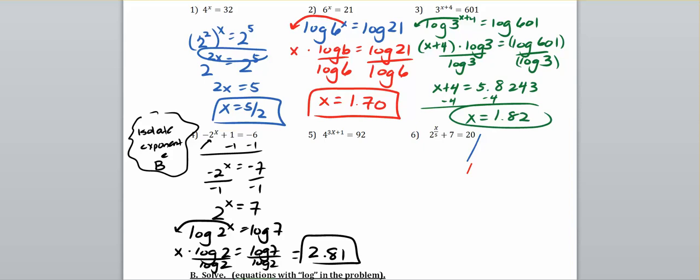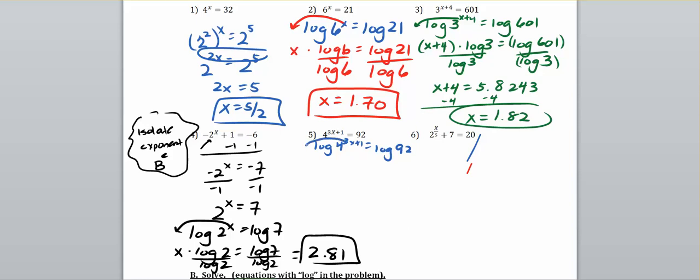So I can start by taking the log of both sides. So I take the log of 4 to the power equals log of 92. Make sure you do both sides. Otherwise, if you have an equation, in order to keep it equal, you have to do the same thing on both sides of the equation.